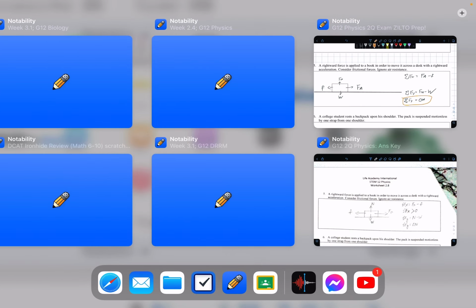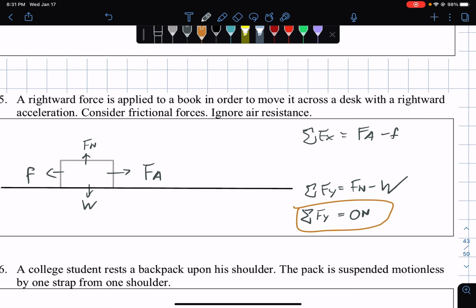How about the summation of Fx that is said to be greater than 0? And why is that? Let's read the instructions again. So a rightward force is applied to a book in order to move it across a desk. So in order to move it, a force that is stronger than the friction is applied. So we're thinking that the object has already moved, and therefore the applied force is greater than the frictional force, which makes summation of Fx greater than 0.